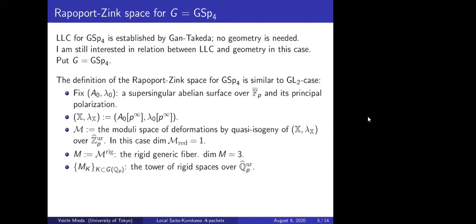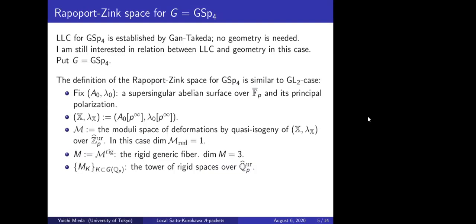Now we consider the deformation of the polarized p-divisible group, so we take the polarization into account. In this case, the situation is a little bit more difficult because the dimension of the underlying space of this moduli space is one. In the Rubin-Tate case, the underlying space of this moduli space is discrete, zero dimensional, but in this case the underlying space is one dimensional.